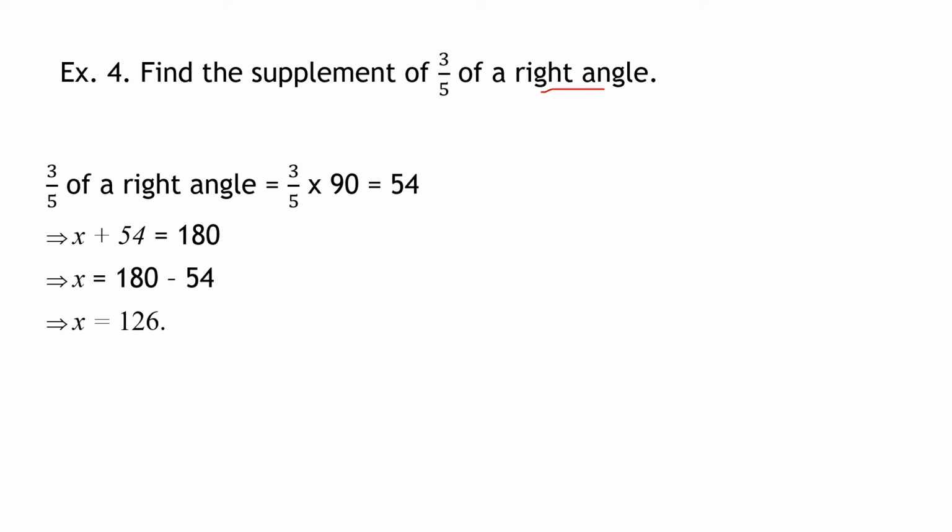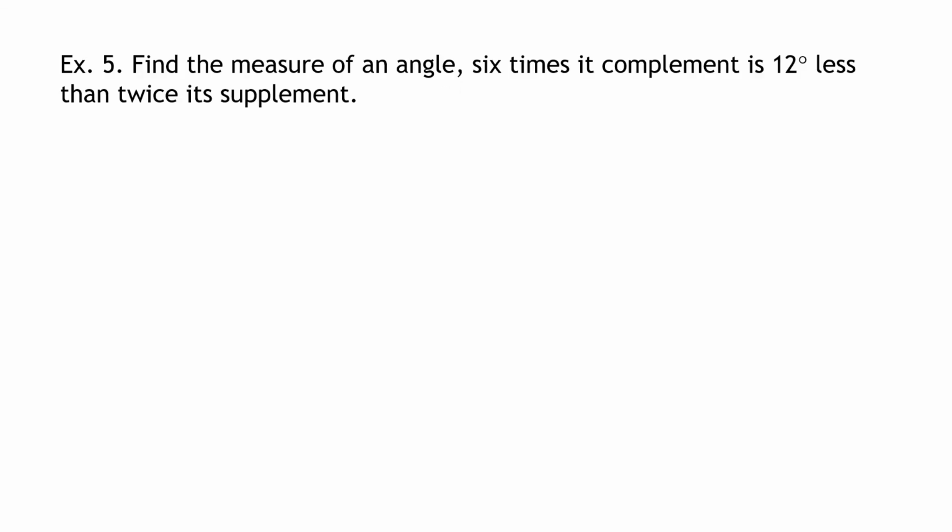Next sum we move on to. Okay, so the required angle is 126 degree. Now we move on to, so we have got the sum here. Find the measure of an angle such that 6 times its complement is 12 less than twice its supplement.